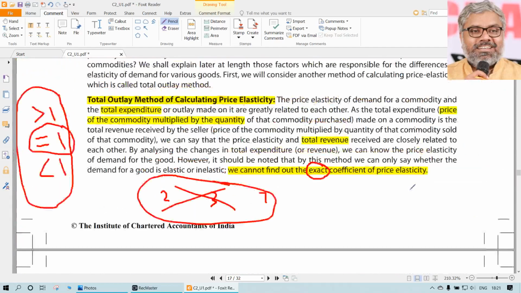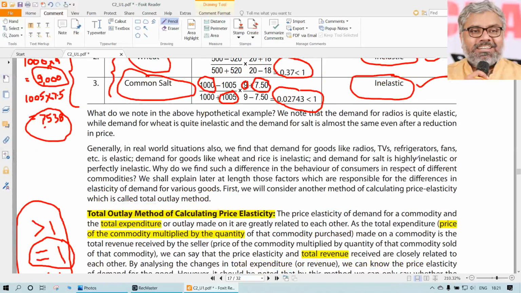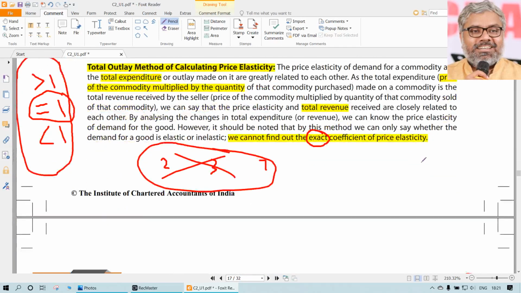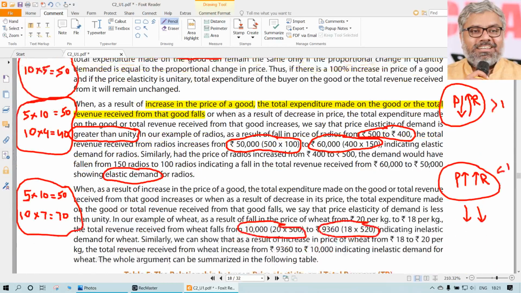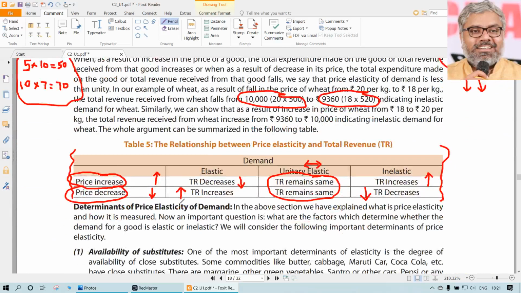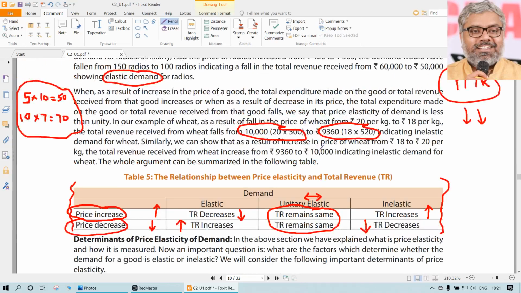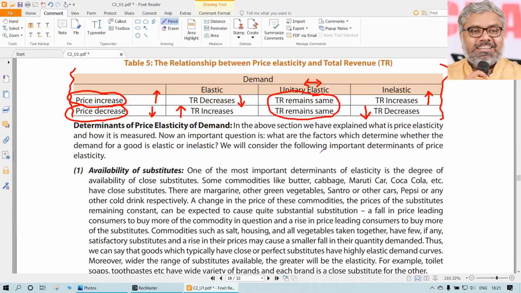So a very, very important question, very, very important aspect and concept: the total outlay method of calculating price elasticity. We can call this the outlay method, expenditure method, or sometimes even the total revenue method. All of them are the same. The logic and concept have to be very clearly understood. This table everybody should remember. Definite questions will be there from this particular topic, right?